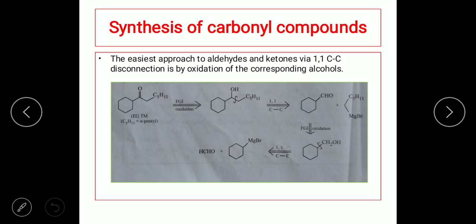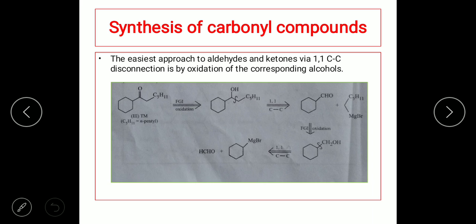Now here you can see there is a ketone, that's the target molecule, and we can make use of the functional group interconversion and do the disconnection. So here the ketone can be converted to the alcohol group, that is nothing but alcohol on oxidation gives rise to ketone. So we're going to write down functional group interconversion, FGI, and below the arrow we're going to write oxidation.